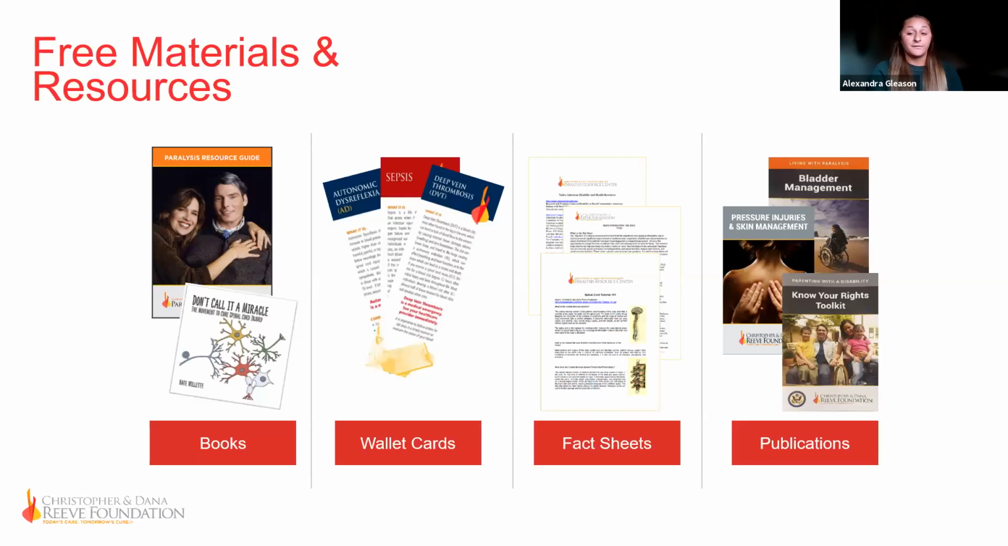All of these resources are free, including our flagship publication, the Paralysis Resource Guide. We have wallet cards on sepsis, deep vein thrombosis, and other secondary conditions. There are many publications on bladder and bowel management, pressure injuries, and advocating for the rights of children living with paralysis. State fact sheets and many other resources are also available. We invite you to reach out to us at any time for any of these materials for your own organizations, as well as for those you serve.